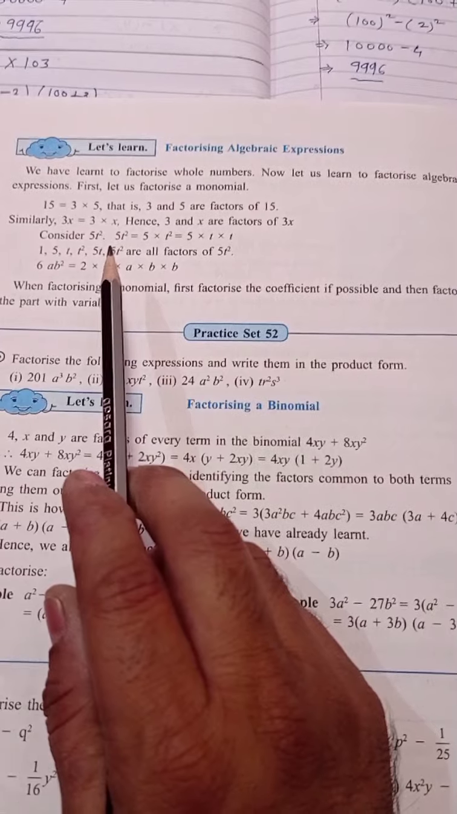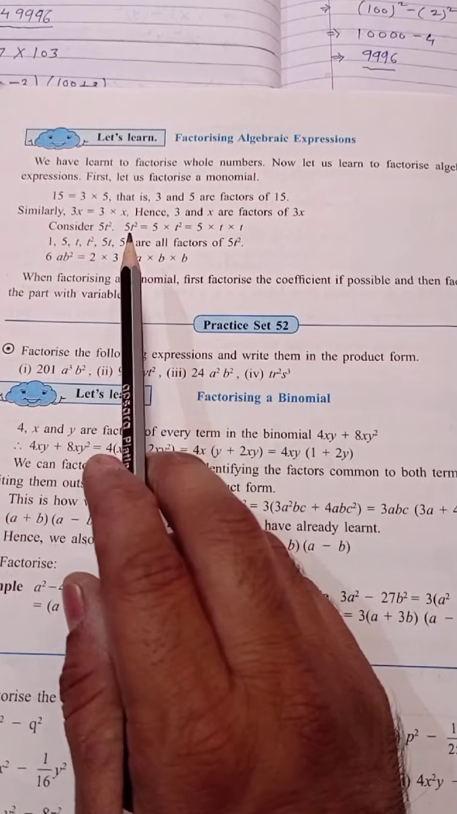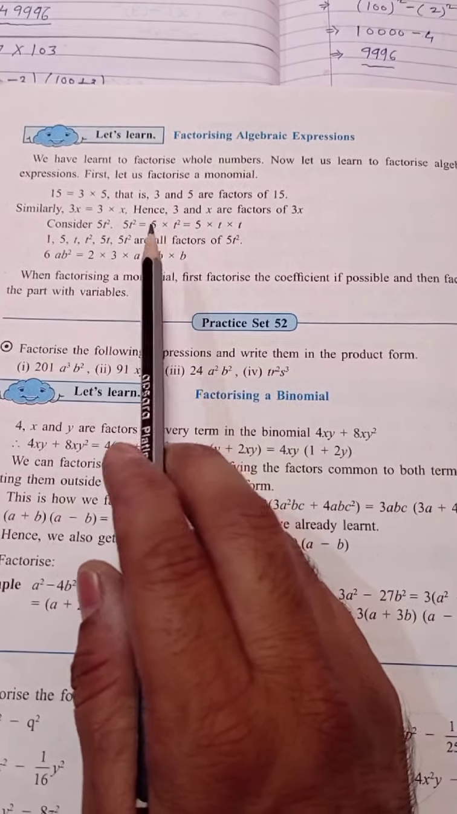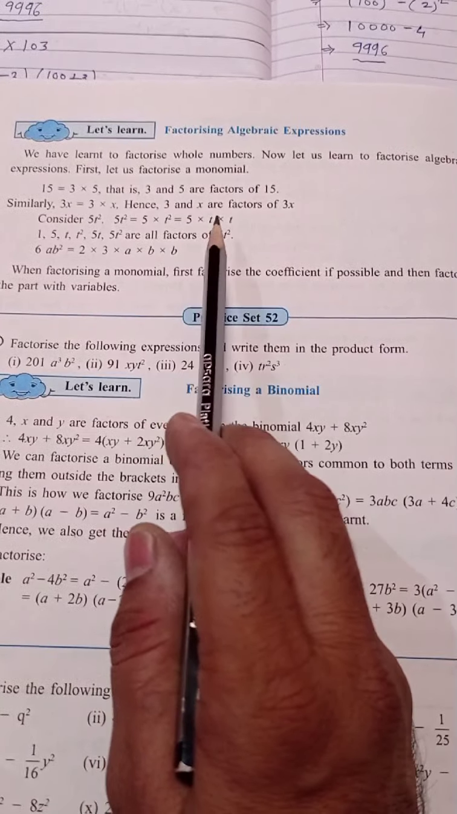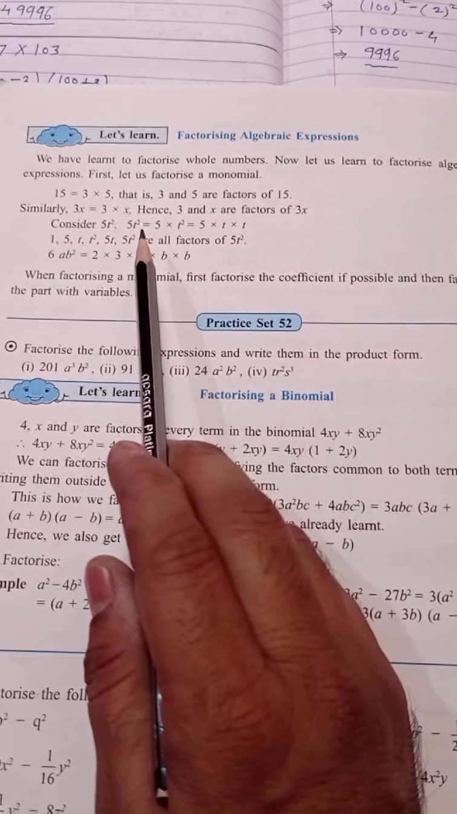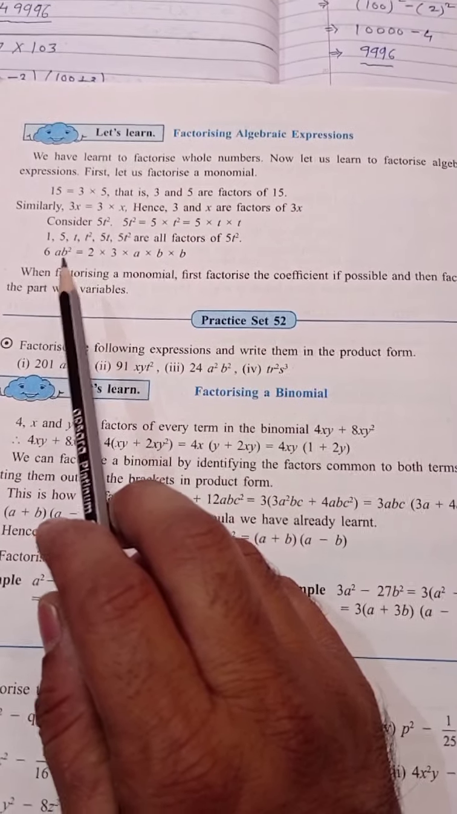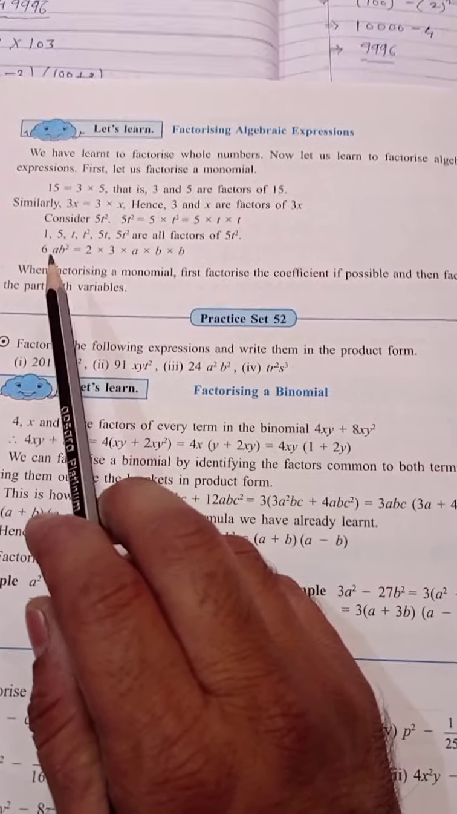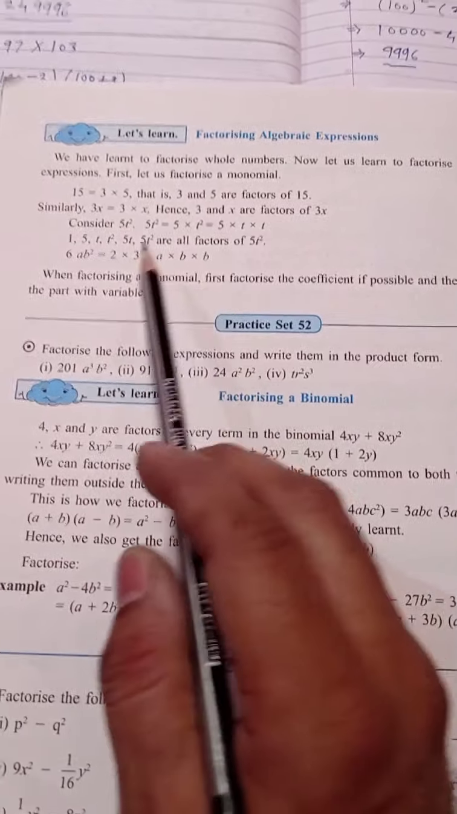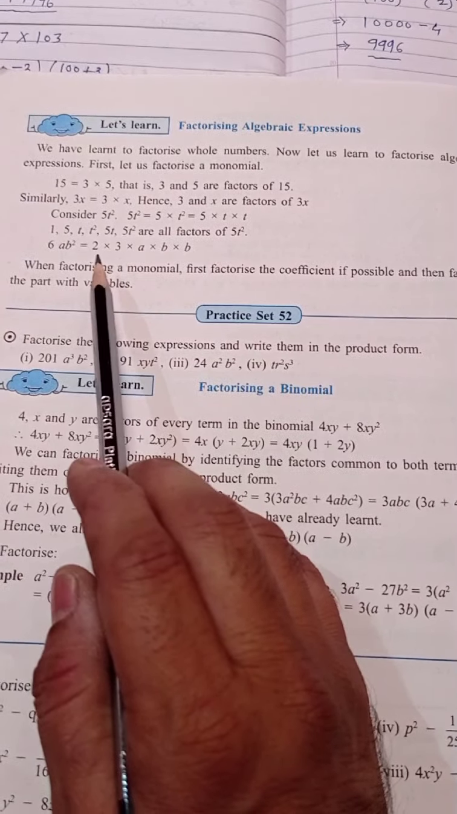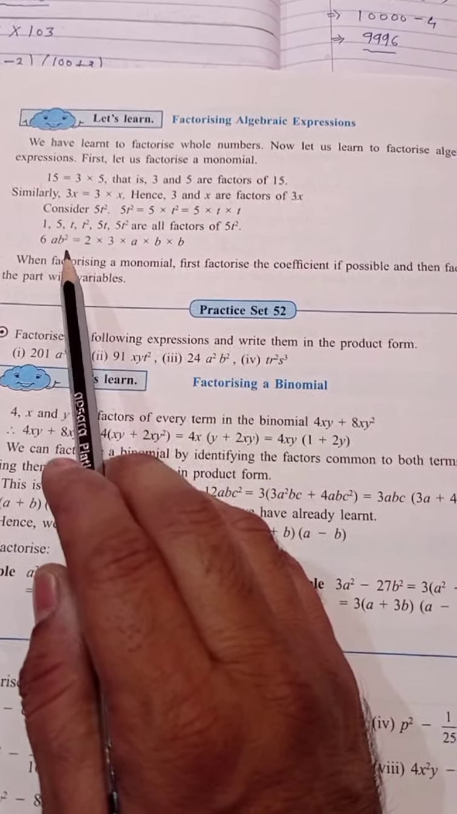Here is one more example. You want to factorize 5t square. What will its factors be? 5 multiplied by t square, and then t square gives t into t. Means 5 multiplied by t multiplied by t. These are the factors of 5t square. Then in this way you can go to another example, 6ab square, which I want to factorize. Then 6 splits into 2 threes, and a multiplied by b square means b into b. So the factors of 6ab square will be 2 into 3 into a into b into b. These are all the factors of 6ab square.